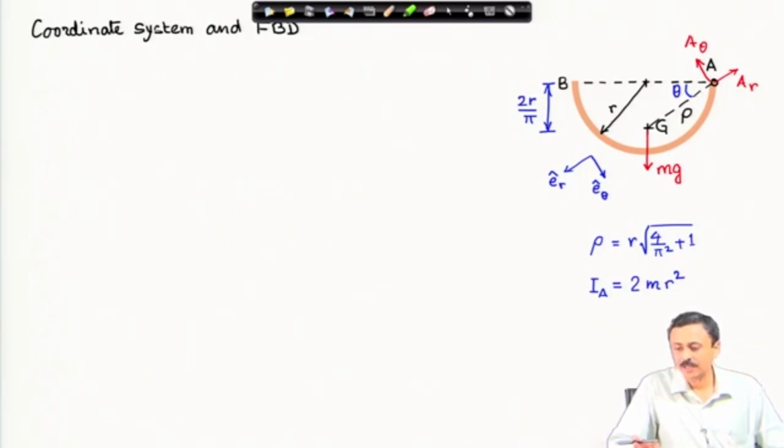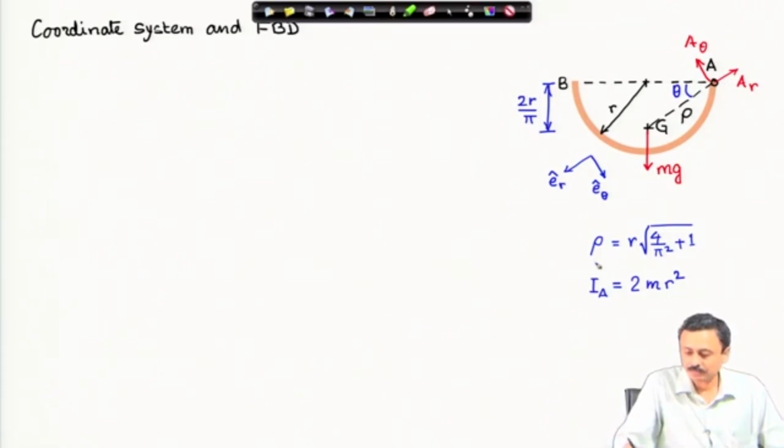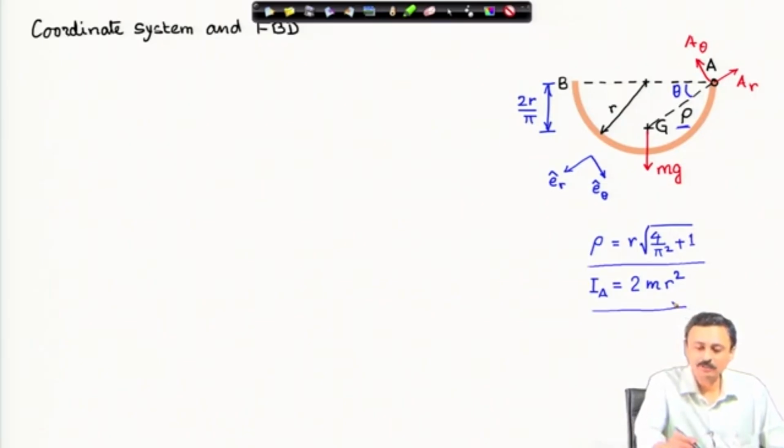The free body diagram has the weight of the ring and the reaction forces. Again, the reaction forces at the hinge A I have resolved in the e_r and e_theta directions. I can calculate these distances. Rho is this distance AG, and we will also require the moment of inertia about A in our calculations.